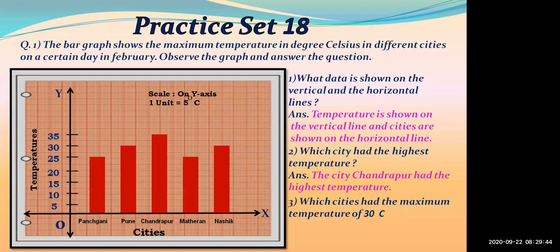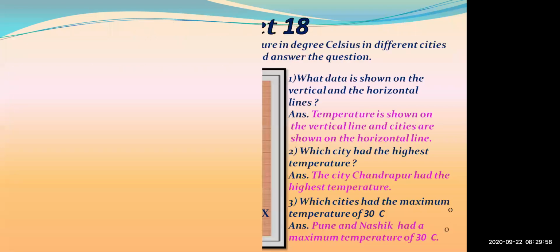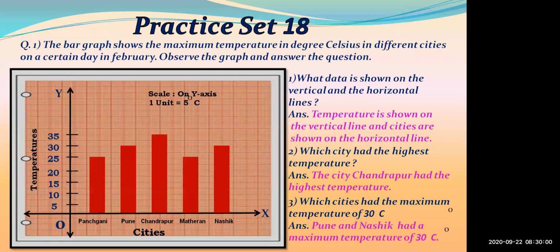And one more city is there. Nashik. Yes, correct. Pune and Nashik. Pune and Nashik had the maximum temperature of 30 degrees Celsius. Yes, Pune and Nashik have the maximum temperature of 30 degrees Celsius.